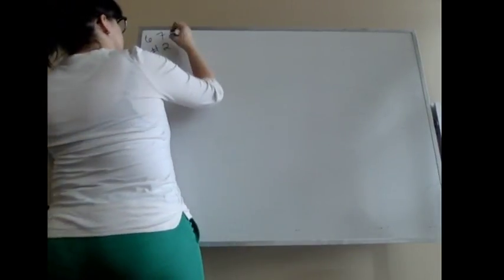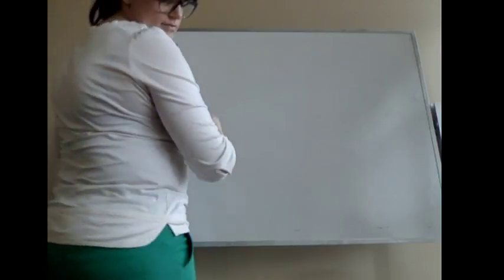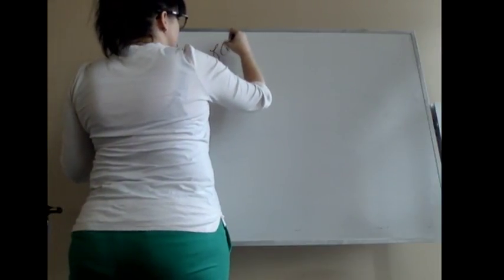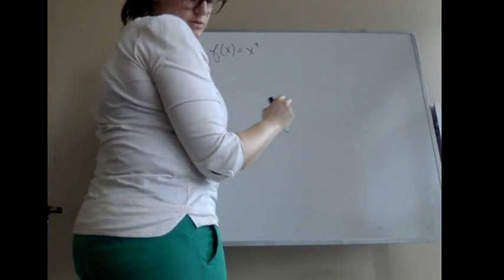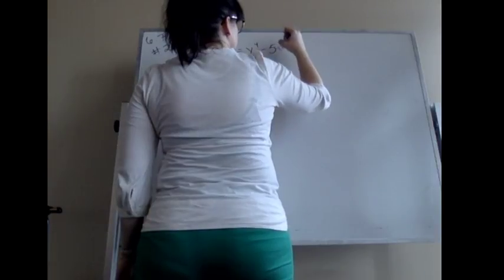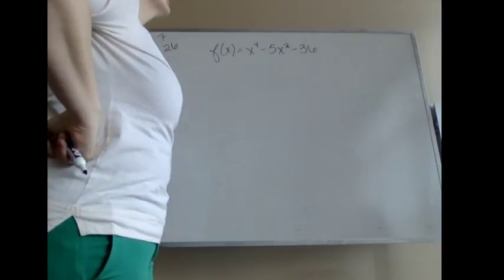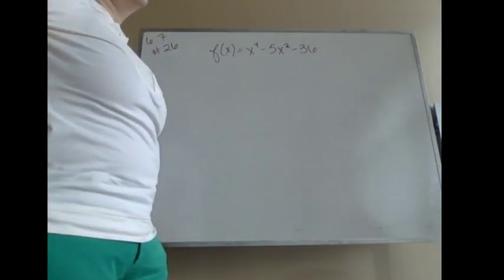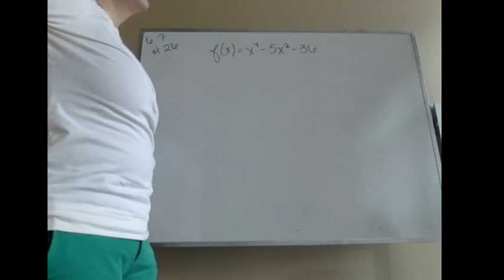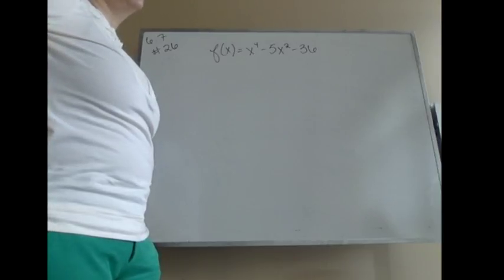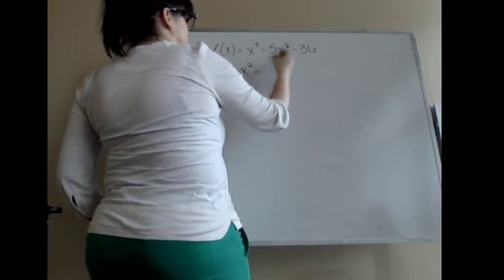Okay, number 26 says f of x equals x to the 4th minus 5x squared minus 36. Okay. I got negative 3 and 3. And the other ones are going to be plus or minus 2i. And I'll show you why. Yes. Oh yeah, that's right. I remember. But yeah, like how do you find that?